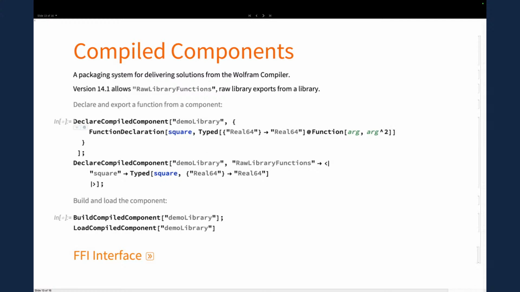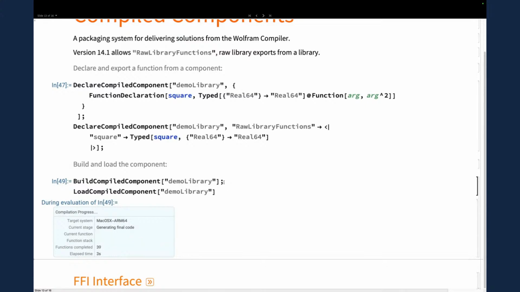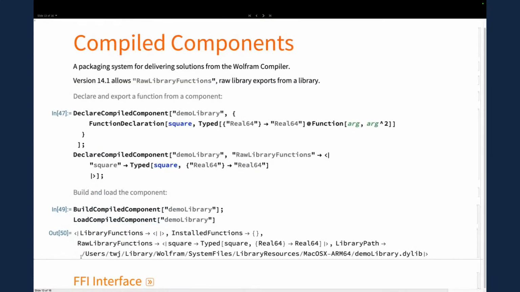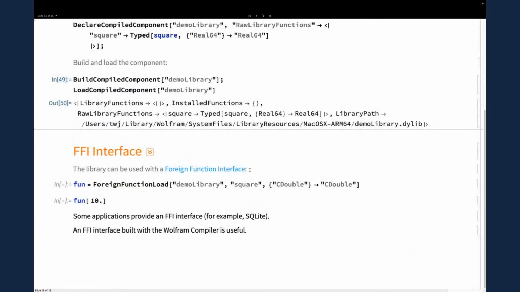from a component library. So in this library, we're declaring a function. So this is a name, a function declaration that's accessible if you're accessing this component. And here we've set up a raw library function that's going to export. It's going to build a library, and it'll contain this function. So now I build the component and I export it. So I've actually built a library, and it says that there's a raw library function with this type. So one of the ways that this is useful is this library can now be used as a foreign function interface.